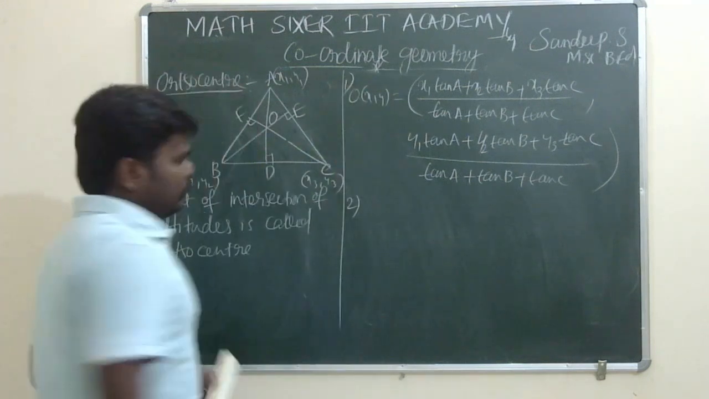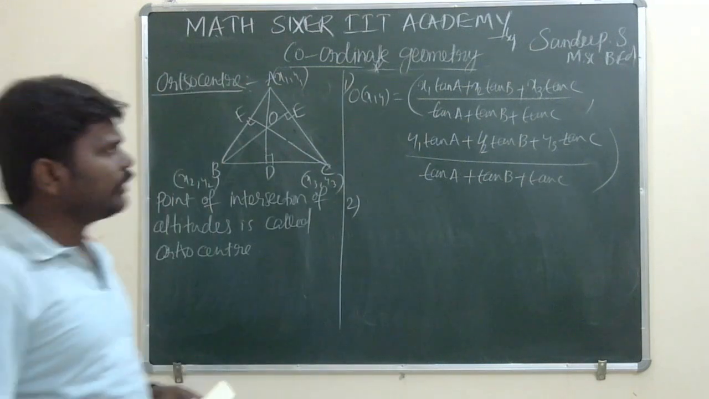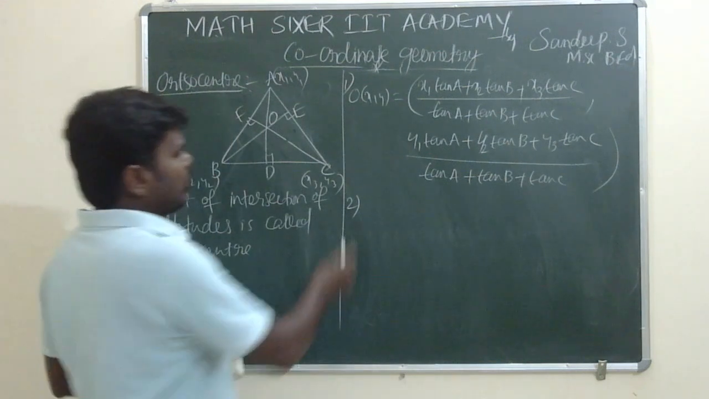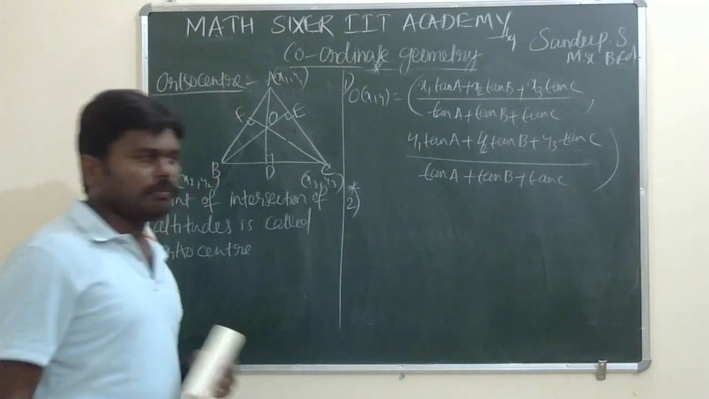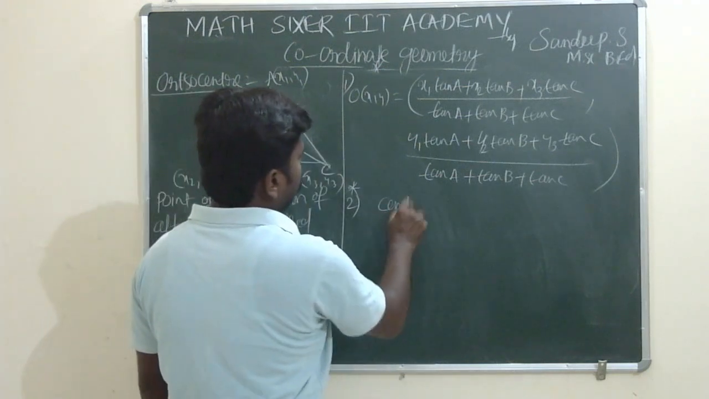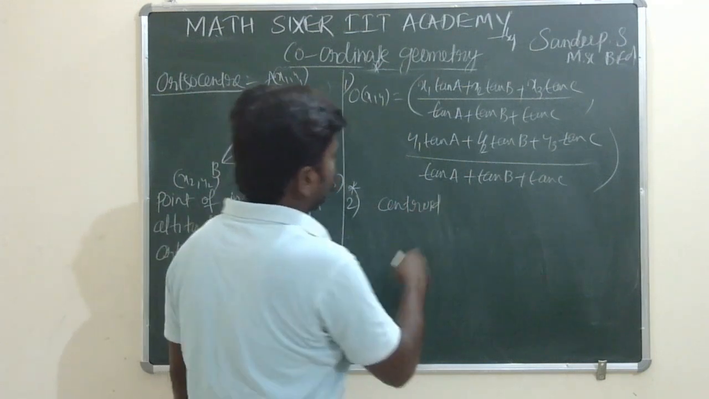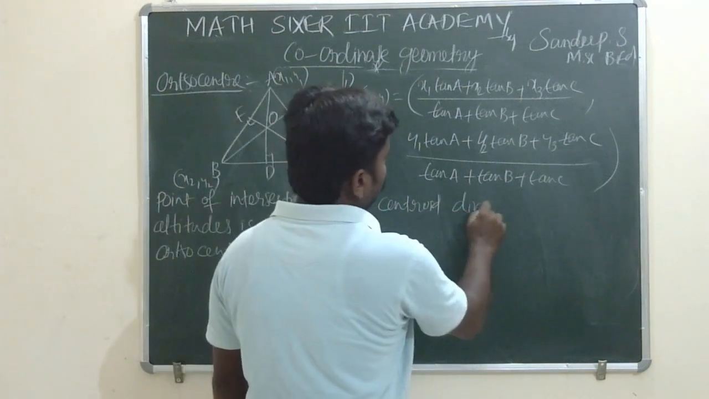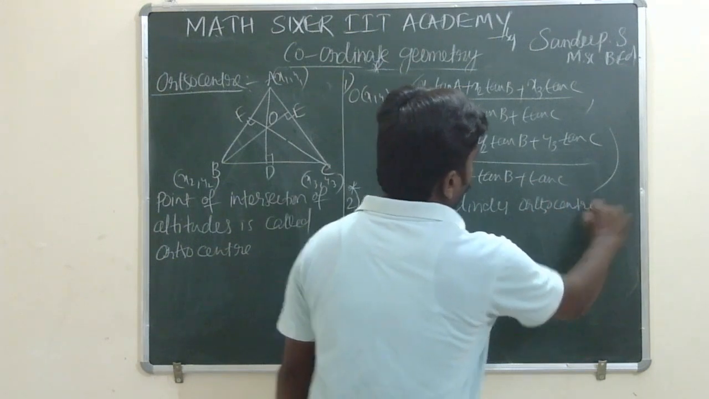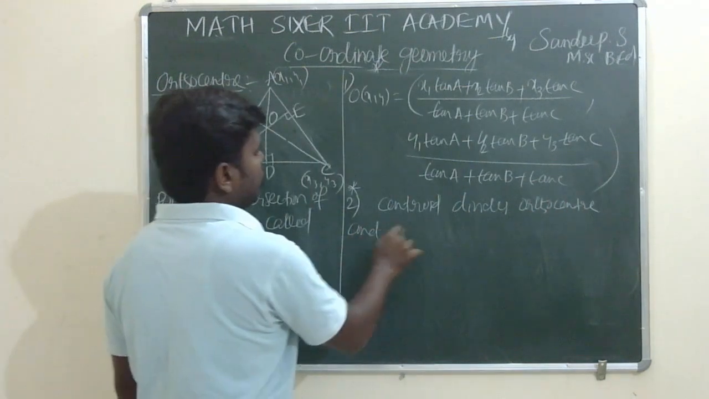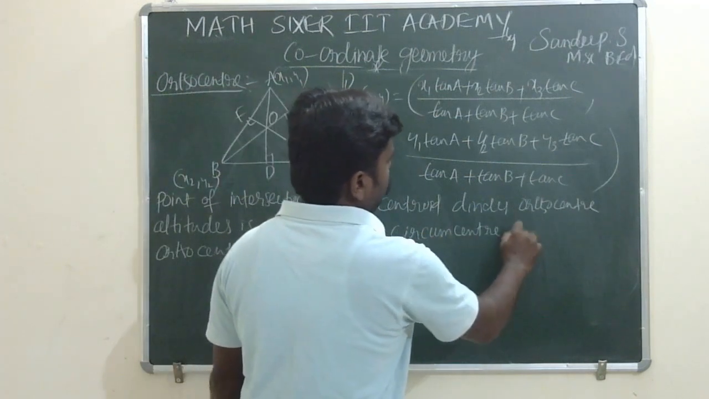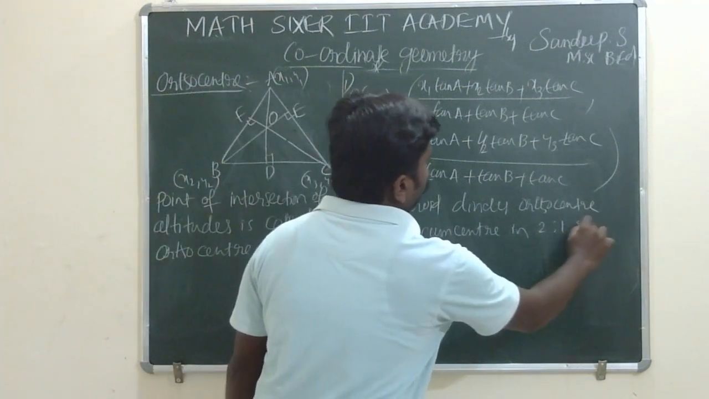Next, if it is not given to us, then of course we have several ways. Here one more important key point we have to remember: the centroid divides the orthocenter and circumcenter in a 2:1 ratio.